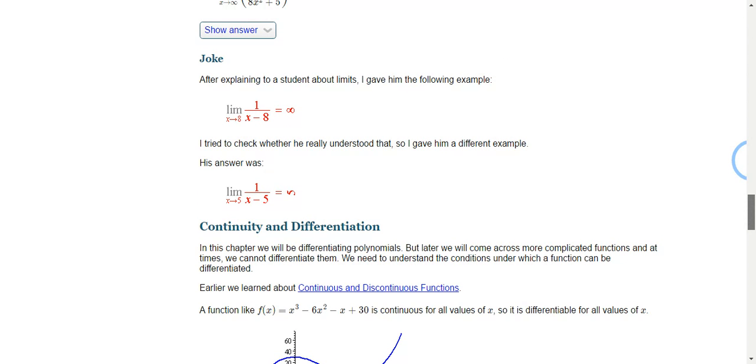It also shows you, oh, it has a joke in there. That's funny. After explaining to a student about limits. That's pretty funny.